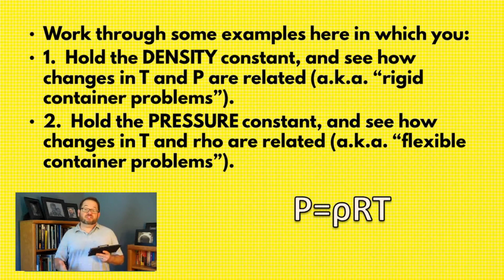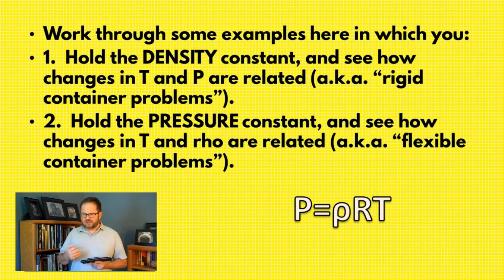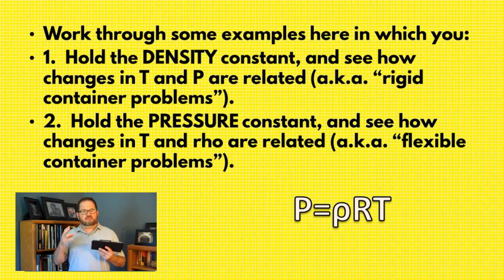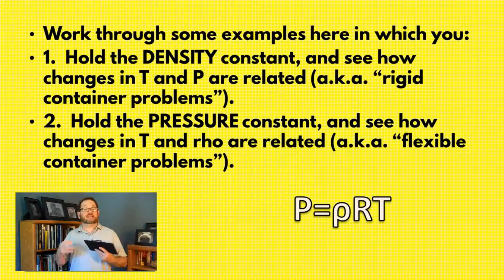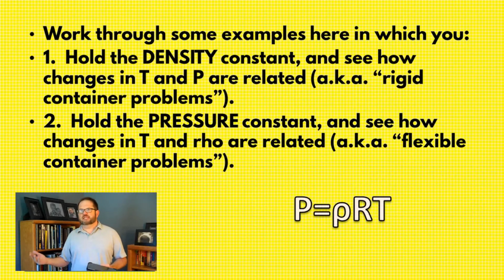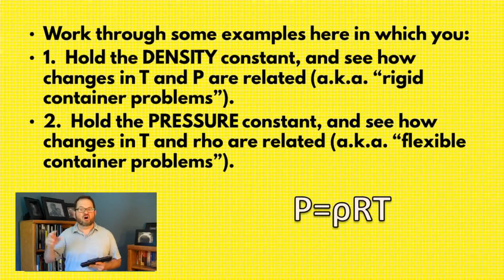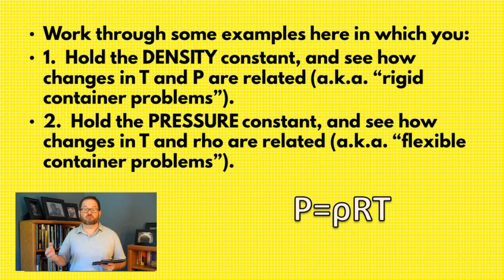Rather, what I want you to be able to do is to think about this in terms of how pressure should change or how temperature should change and so on. And we're going to think through two different kinds of problems in this part of the lecture. One set of problems are going to be ones where we hold the density constant. We have some sample of air that we're not going to let the density change. In the jargon of teaching, we call that a rigid container problem.